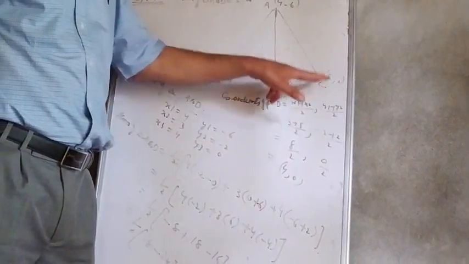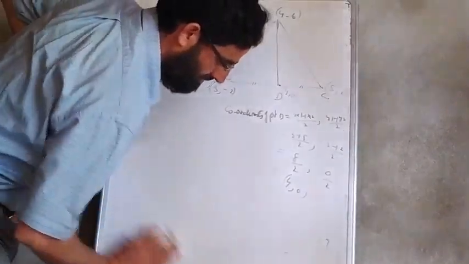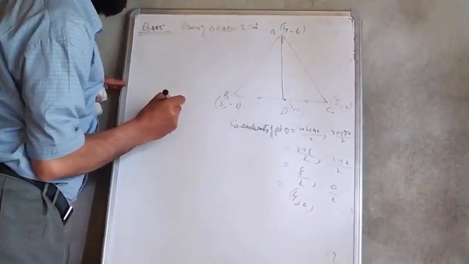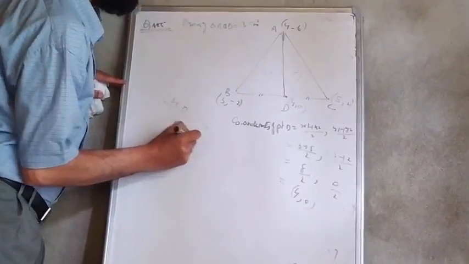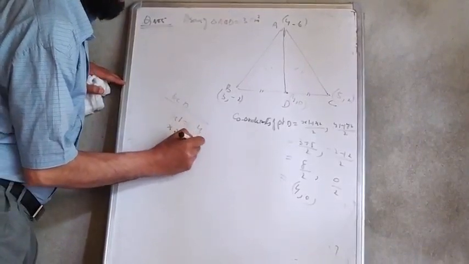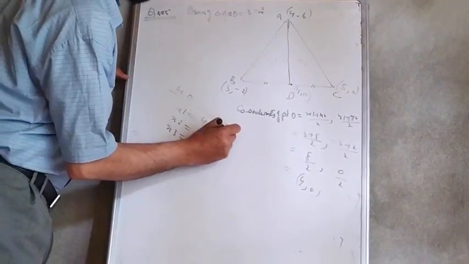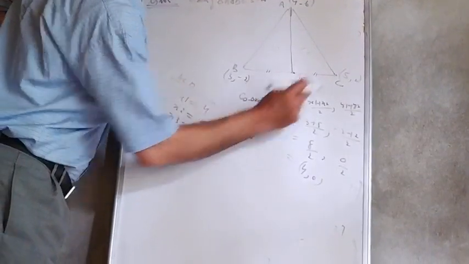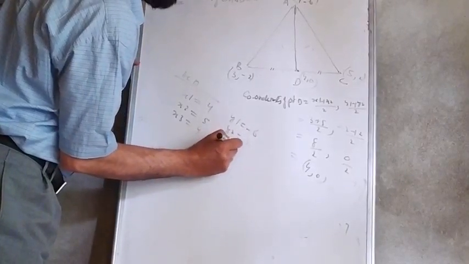And area of ACD should also come out to 3 centimeters square. That is how it goes. So let's try. Now for the area of ACD, x1 is 4, x2 is 5, x3 is 4, y1 is -6, y2 is 2, and y3 is 0.